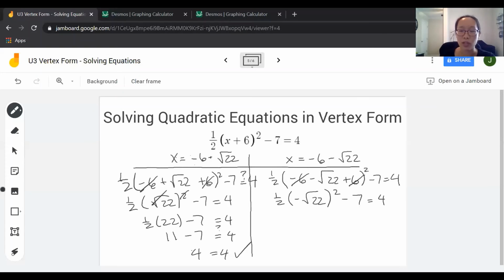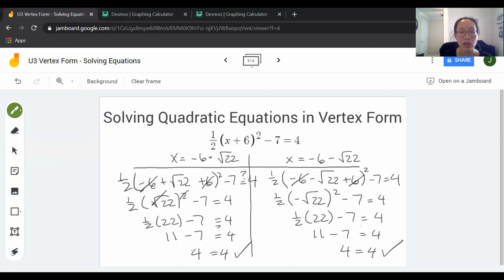Negative square root of 22 squared is positive 22. So I have 1/2 times 22 minus 7 is equal to 4. 1/2 times 22 is 11 minus 7 equal to 4. 4 is equal to 4, and that checks out.